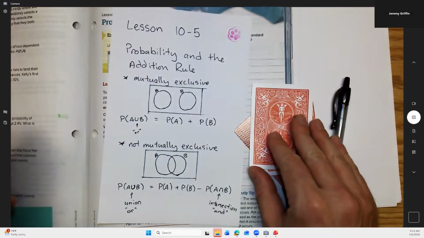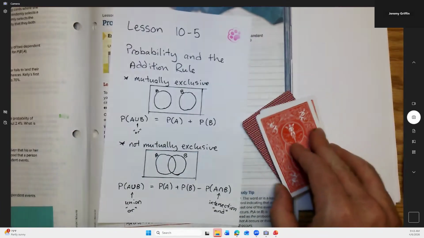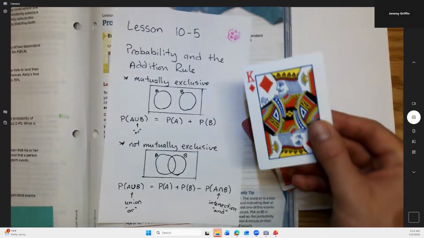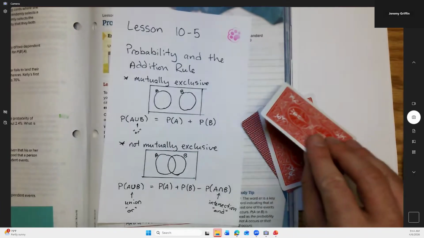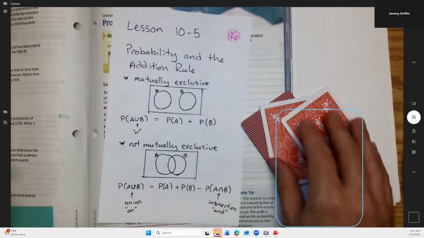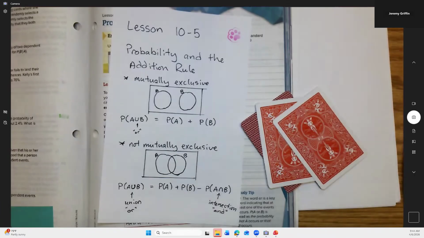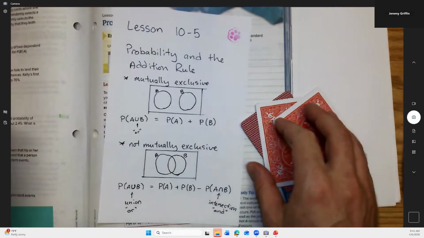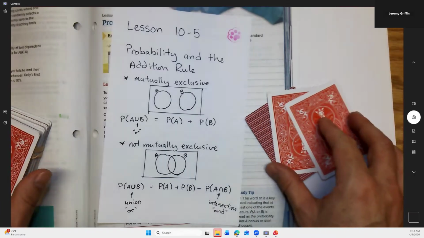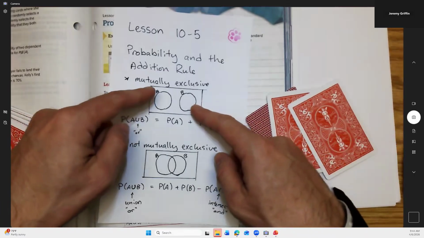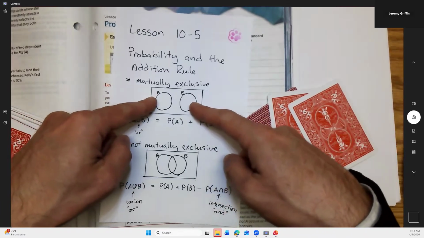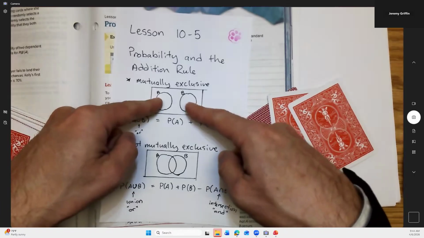Guys, if I draw one card, is it possible that it could be a king? Yeah, right, could be. Is it possible that it could be a jack? Yeah, it could be. Could it be both a king and a jack? No. There's no such thing as a card that's both a king and a jack. So could you put kings and jacks as two circles that don't overlap at all? Yeah. You have kings here and jacks here.